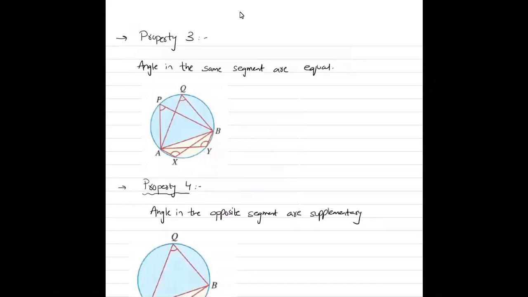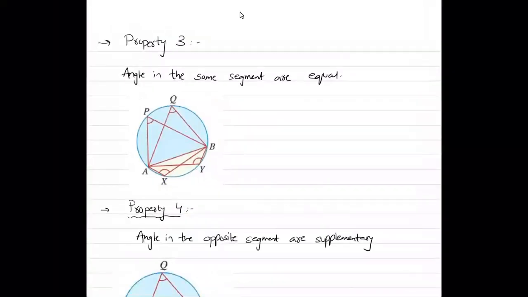Okay, coming to the next property. The next property says that angles in the same segment are equal. Now, same segment means that consider the chord AB. If I try to make one triangle APB, triangle APB has the same chord AB, and triangle AQB has a chord AB as well. So I'm going to call these two angles to be equal because these two angles are in the same segment. So angles in the same segment are always equal.